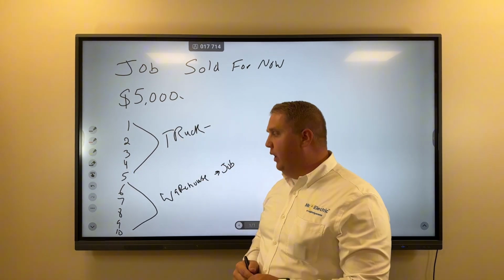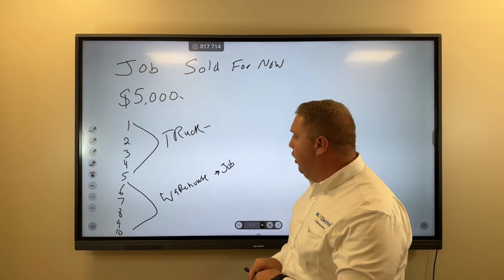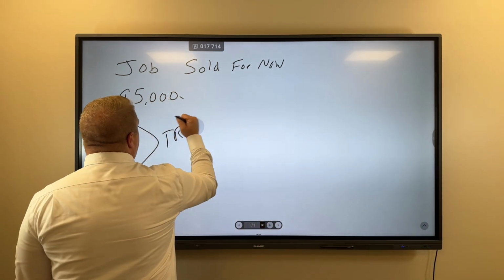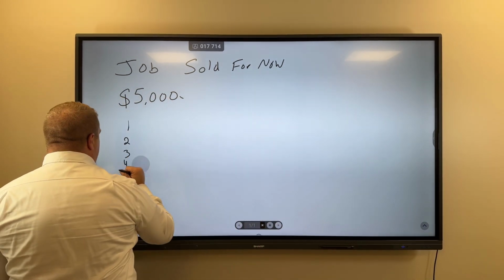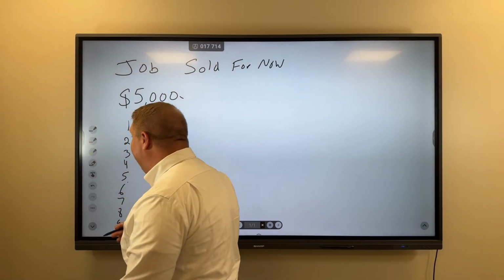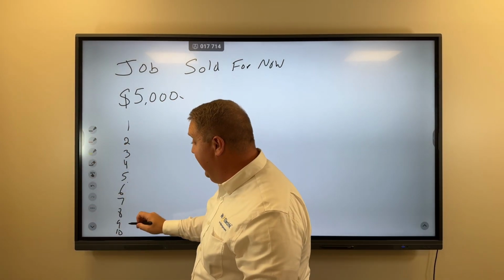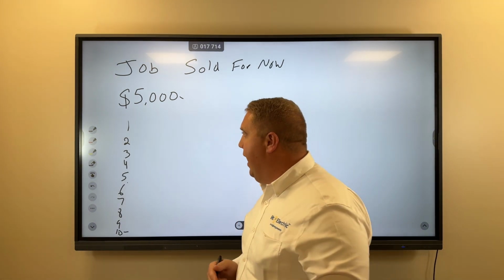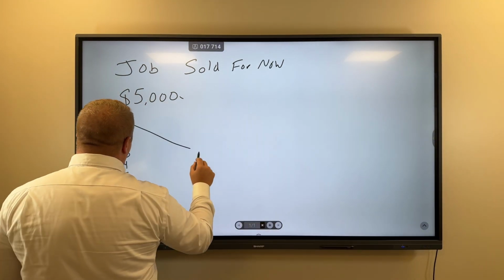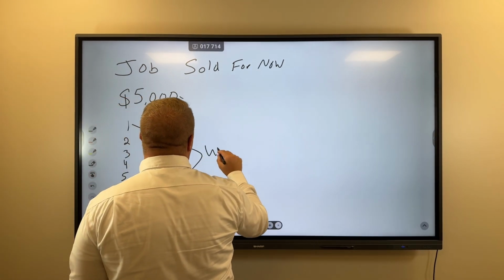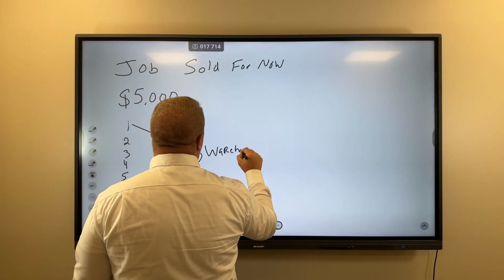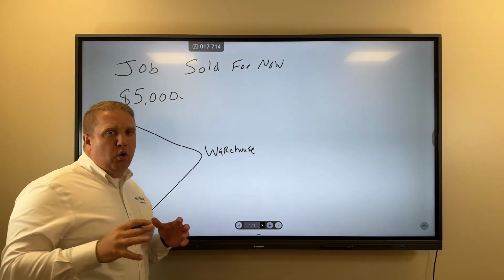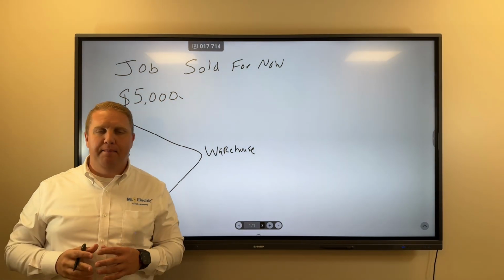So here's what we're doing. When we land a job, if you needed 9 of these parts and you had 9 and you only needed 1, we need to order all of these from the warehouse. So here's what that looks like. All of these parts right here are going to be ordered from the warehouse.